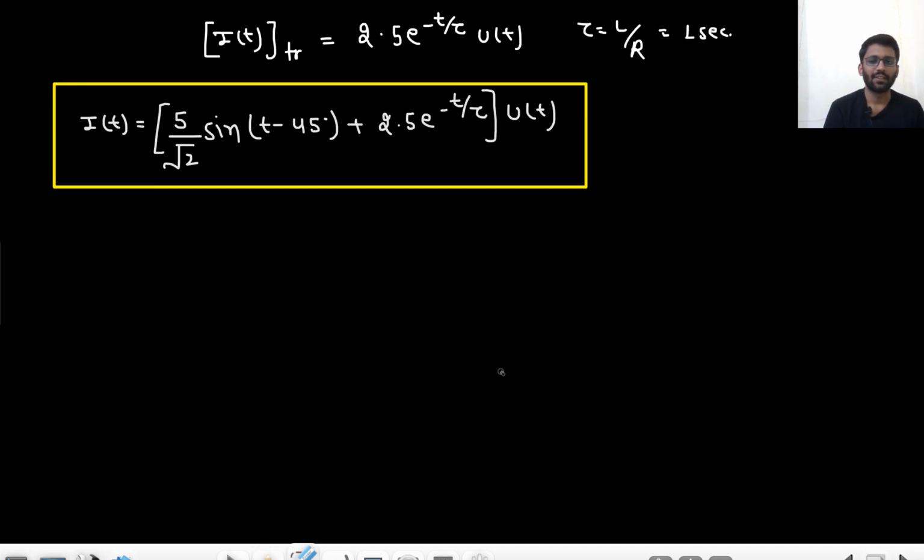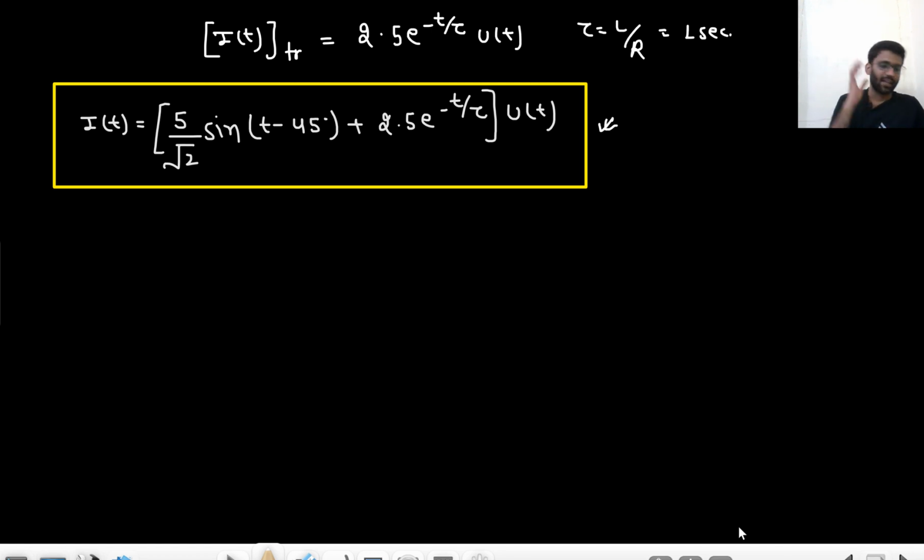Like in the final function, here if you put t equals 0, what do you get? In this function, if you put t equals 0, it is 0 ampere only. If you put t equals 0, it will be minus 5 by 2, that is minus 2.5, and it will be plus 2.5. So minus 2.5 plus 2.5 is 0 only. So at t equals 0, you are getting 0. So this is the final output.